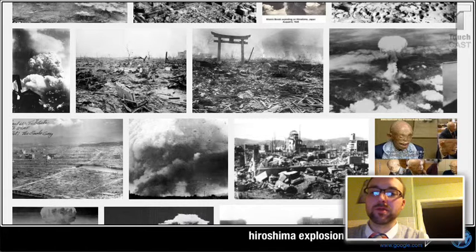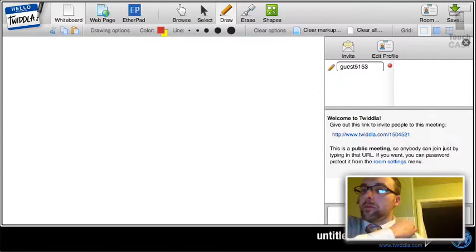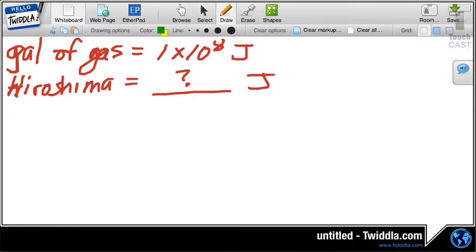So let's see how many joules were in there. Let's use our scientific notation and exponent rules to calculate how many joules would be there. Okay, so let's see what we're working with. That gallon of gas, I remember I told you had 1 times 10 to the 8th joules, and I told you that Hiroshima was 1,000,000 times larger. How many joules does that mean it had?